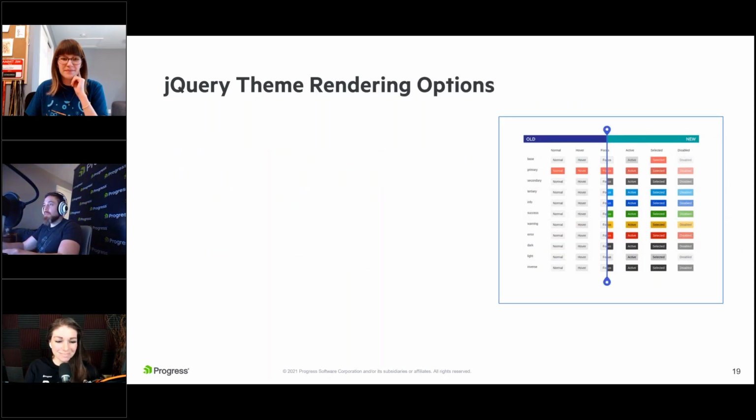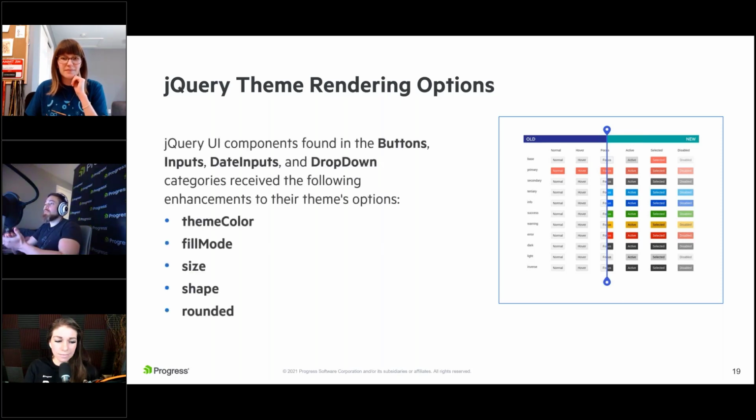Now, we've covered this in some of the other suites as well, but I want to make sure that I cover this for anybody that is joining just for jQuery. We do have these theme rendering options that we've added across all of our themes. So the default theme, the Bootstrap theme, and the material theme for those of you using Sass. And we've also introduced these in the less base themes as well. So it's really the themes across the board.